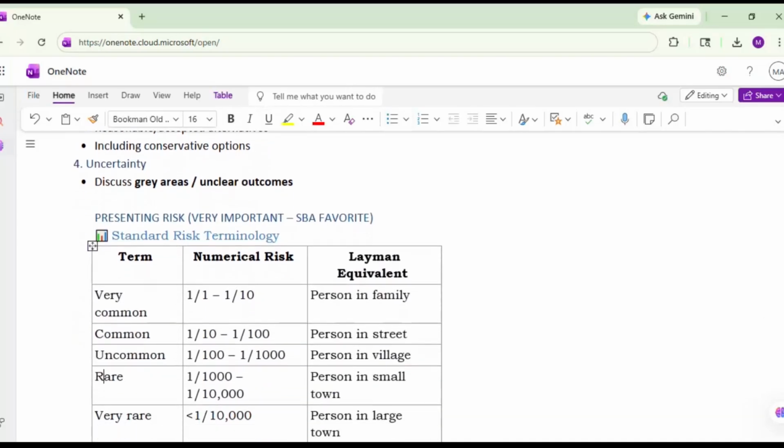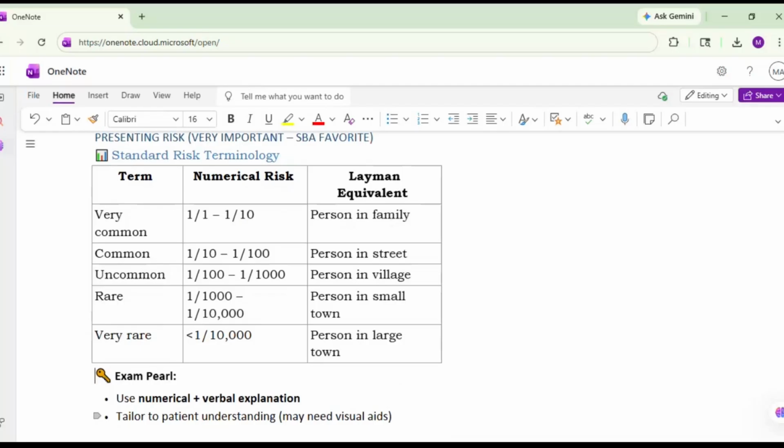Another important thing is standard risk terminology. Here the SBA questions ask about it. When we are describing risk to the patient, the term written in the consent form will be very common, but while talking we have to use the numerical as well as the verbal explanation. That means the layman's equivalent we need to use. The numerical should be supported along with the layman's equivalent.